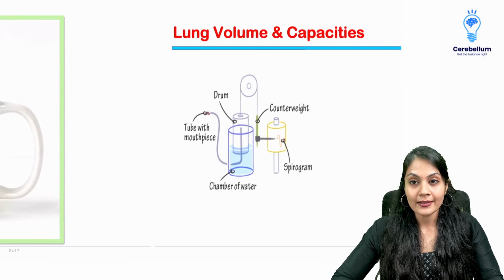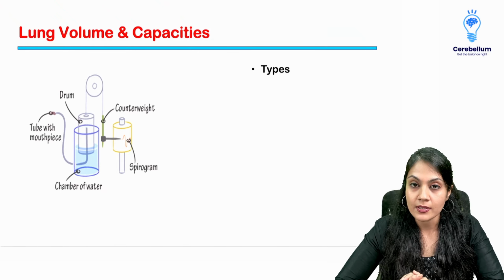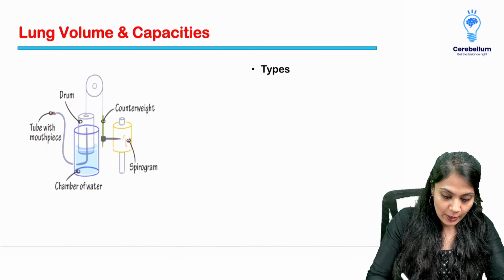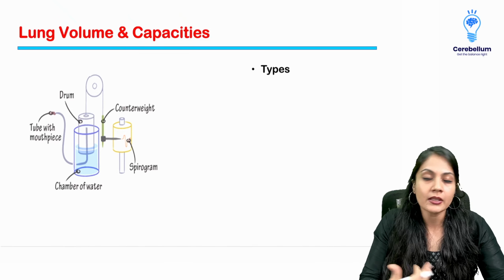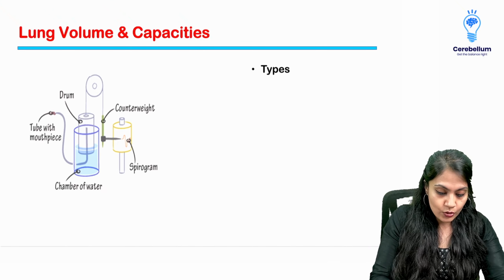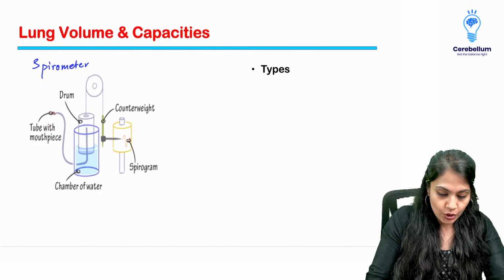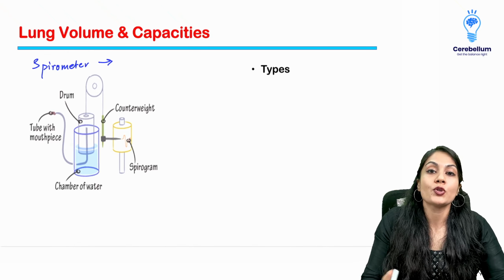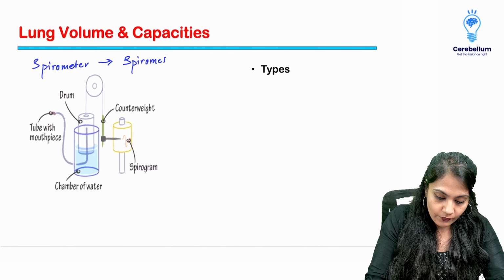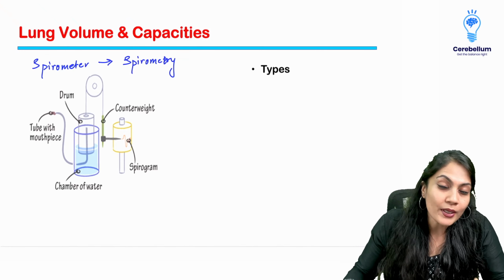First of all, understand there is an instrument with which we are going to measure these lung volumes and capacities, which is called a spirometer. The traditional spirometer was Hutchinson's spirometer, but nowadays we have a lot of modified spirometers. And the procedure by which we measure the lung volumes and capacity is known as spirometry, right? Spirometer and spirometry is one of the topics in the respiratory system.